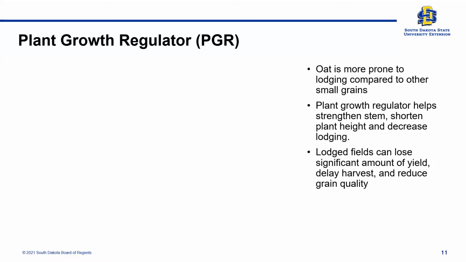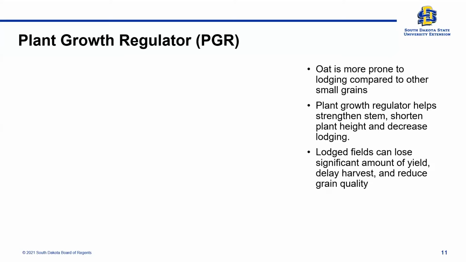So plant growth regulator, PGR, is something that I got very attracted to because oat is one of those small grain crops that lodges more often than wheat and other crops we grow. It helps to strengthen the stem, shorten the plant height, and decrease lodging. When you decrease lodging, you are gaining an advantage on yield, or preventing harvest loss. It also helps with seed quality if the plant doesn't lodge.